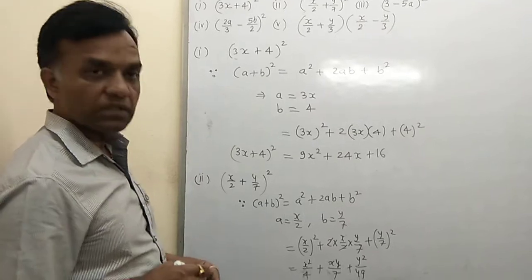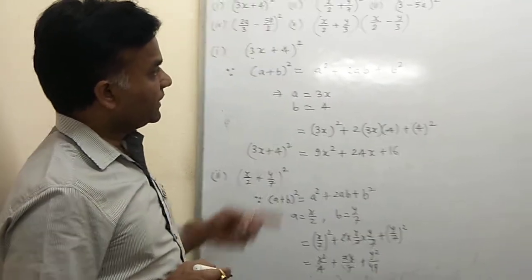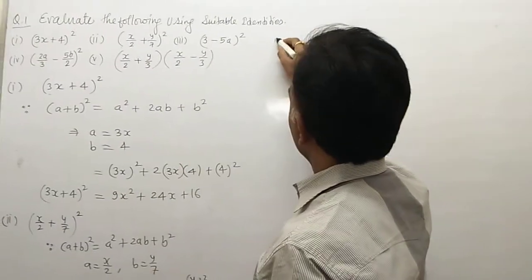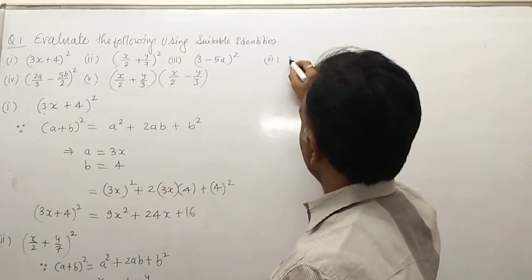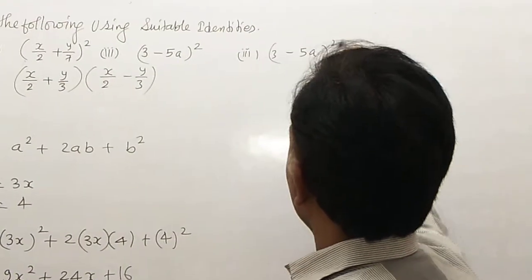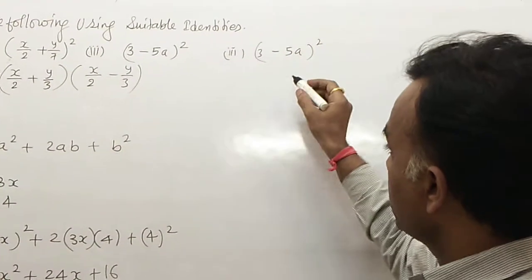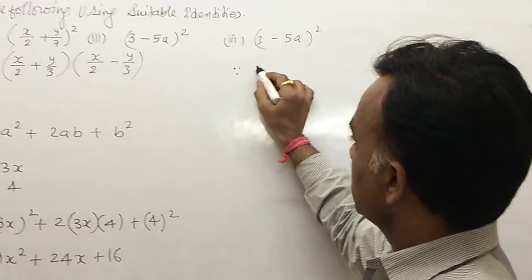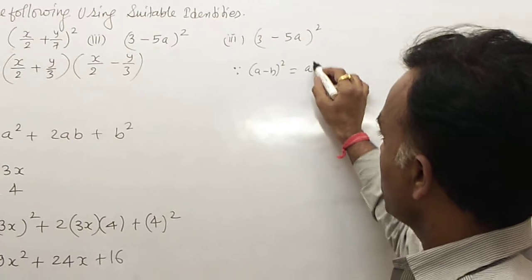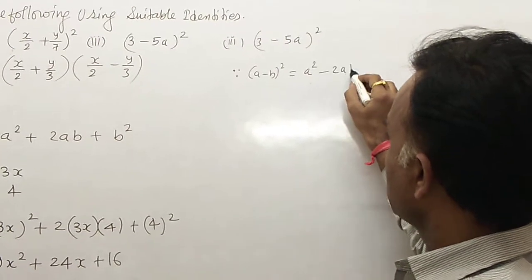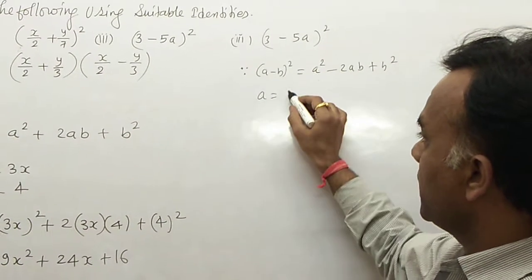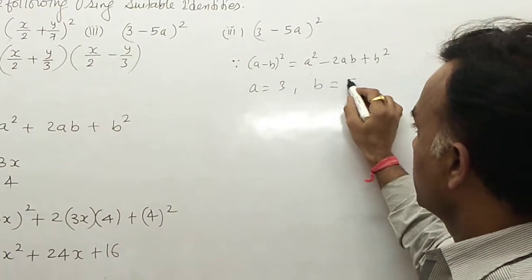We have 5 questions. These 2 questions are written with the plus identity, and now the third part is related to the minus sign: (3 - 5a) whole square. You use the identity (a - b) whole square, so write down a square minus 2ab plus b square. Compare the values: a is 3 and b is 5a.